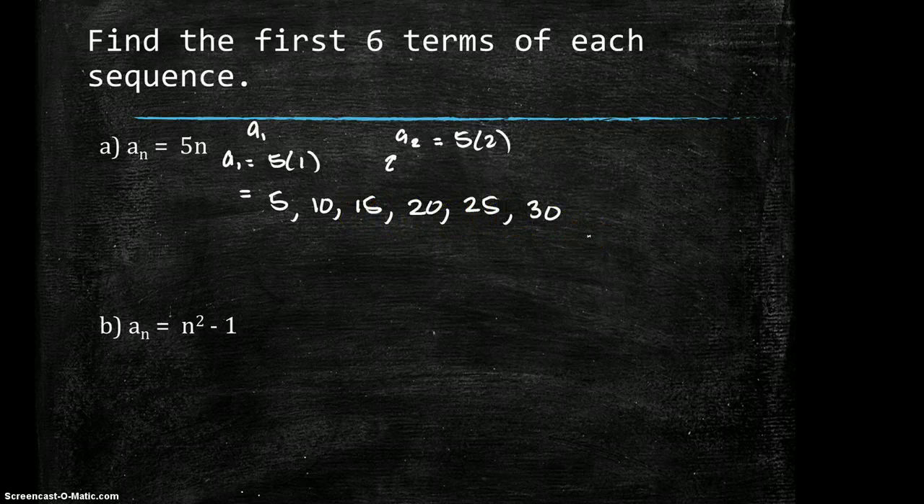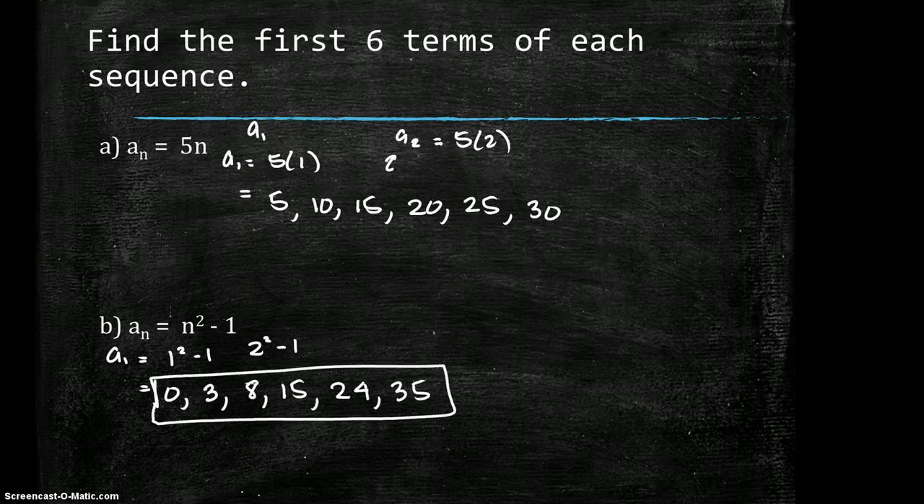Do the same right now for part B, where instead of organizing this in an XY table, you're just making a list of numbers, and that's all that you have to do. So for this one, a sub 1 is equal to 1 squared minus 1, which is 0. A sub 2, 2 squared minus 1, 4 minus 1, which is 3. And then continuing on. Go ahead and press pause, fill in the pattern, and then unpause to check yours.